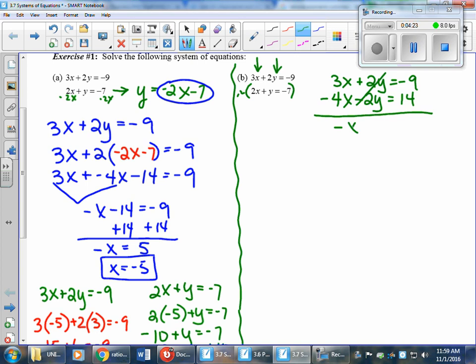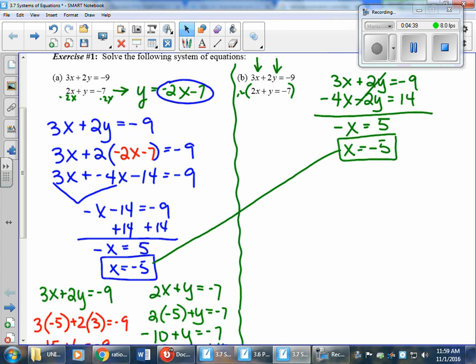And I get negative x is equal to positive 5, so x is equal to negative 5. So as you can see, I am going the same path that I was on the left-hand side. And at this point, we would follow. So here and here is exactly the same. And then we would follow the same steps on the left-hand side, write down both equations, solve for y in one of them, and check in the other.